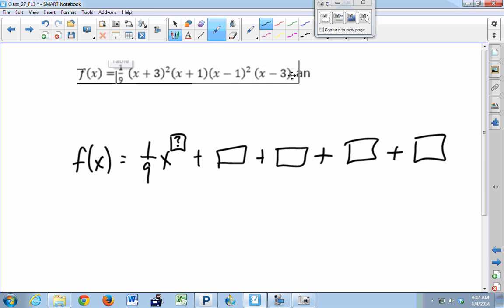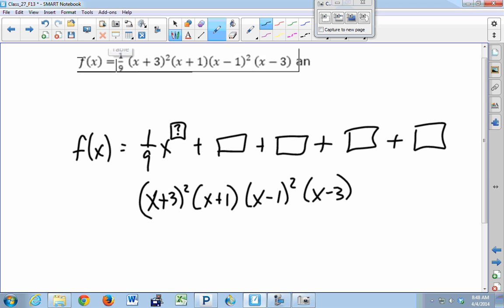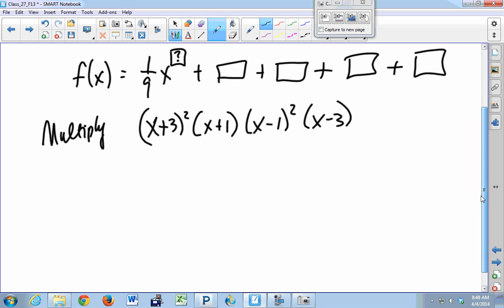What if I asked you to multiply this all out? How would you start? What would be the first thing you'd do? Forget the 1/9 for now, because that's here. How would you multiply this out? I'm not asking you to do it right now. I'm just asking you, how would you start to multiply that? What would you do? Okay, x plus 3 times x plus 3 first.